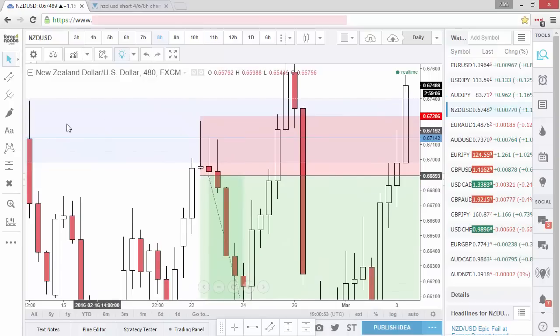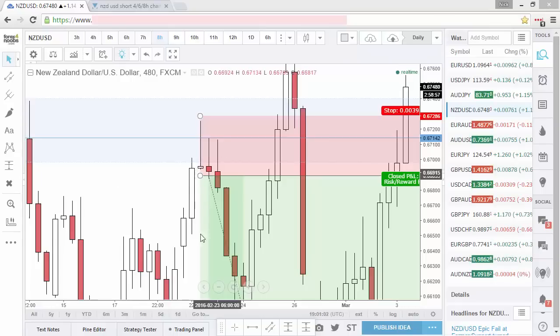Now, this is an interesting example because the indecision candle itself does not have a lower wick. You can see that there's no lower wick to the indecision candle. So what do you do in a case like that? You just place your entry a few pips below the indecision candle.